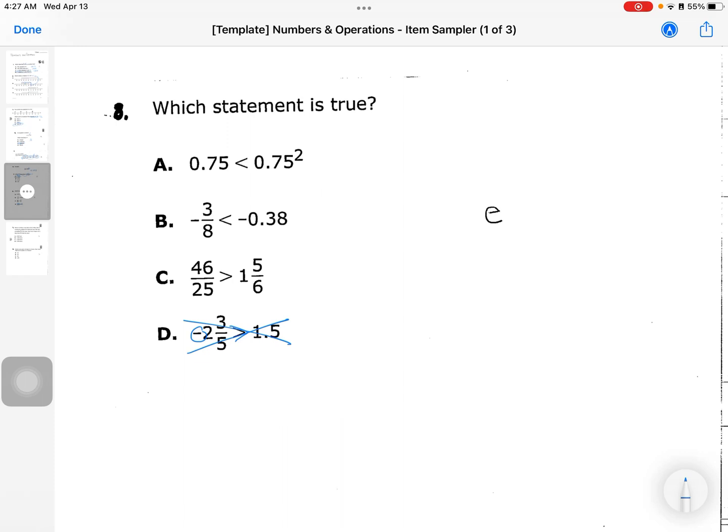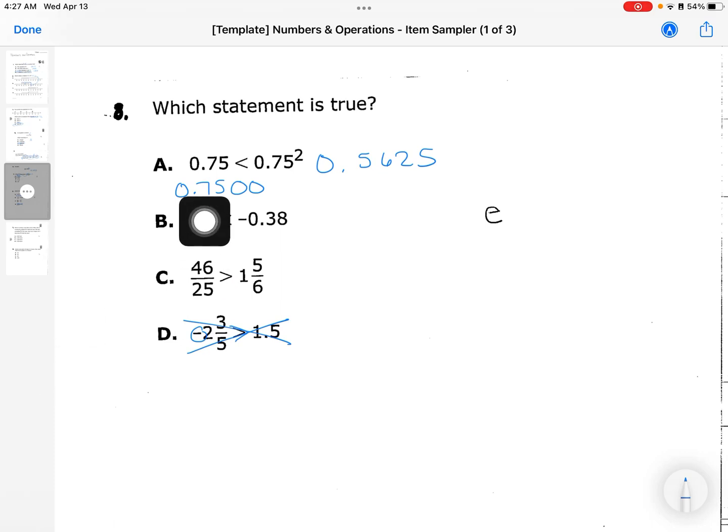So I start with A, and I've got 0.75. Now I have to do 0.75 squared. When I get that, I get 0.5625. Remember that I can always take a number and add zeros on it to go out the same distance, to the same place value.